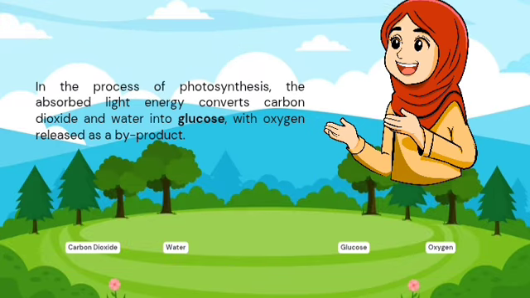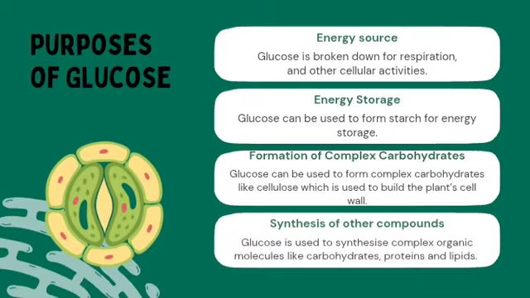Purpose of glucose. Energy source: glucose is broken down for respiration and other cellular activities. Energy storage: glucose can be used to form starch for energy storage. Formation of complex carbohydrates: glucose can be used to form complex carbohydrates like cellulose, which is used to build the plant's cell wall. Synthesis of other compounds: glucose is used to synthesize complex organic molecules like carbohydrates, proteins and lipids.